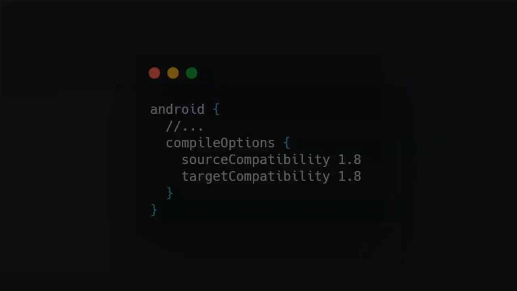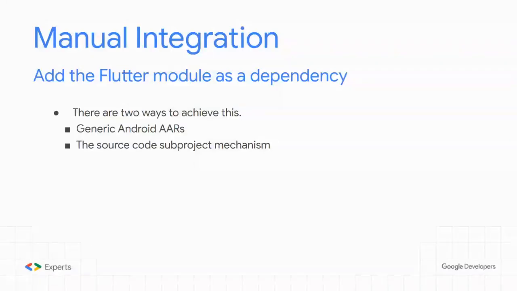So let's keep going. Now we gave the Java 8 support, which is perfect. And as I told you before, we have two ways to add our module to our project. First way is generating an AAR, and secondly, using the source code mechanism. First, we will see how we can generate an AAR and use it. Let's continue.